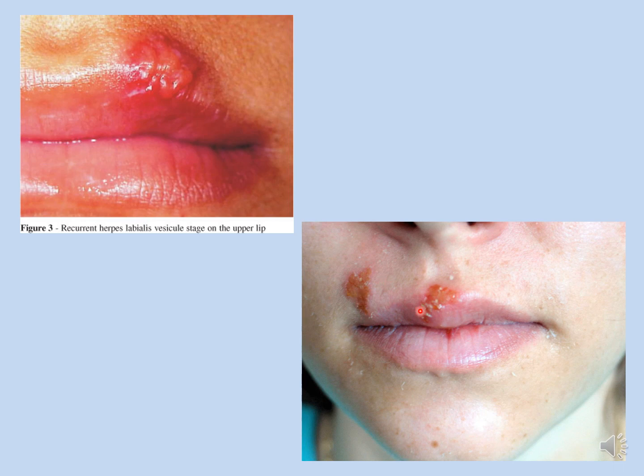So because of the latency of the virus, which gets reactivated during various phases of the patient's adult life, during which there is a suppression of the immunity for any reason. It could be a flu, it could be, as I told, a hormonal imbalance, or any other reason.